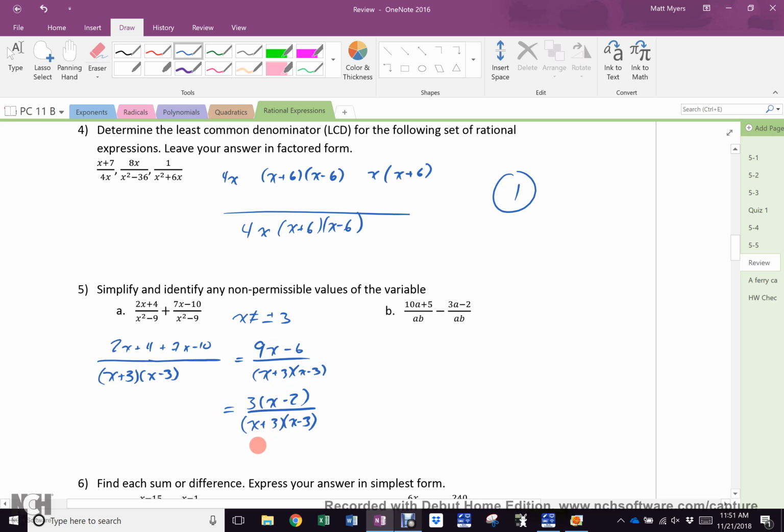Can I do anything more there? No. Done. 2 marks. Already a common denominator, 10a plus 5 minus 3a minus 2 over ab. 10a minus 3a, 7a. 5 minus 2 is 3 over ab. Yes, Lucas?